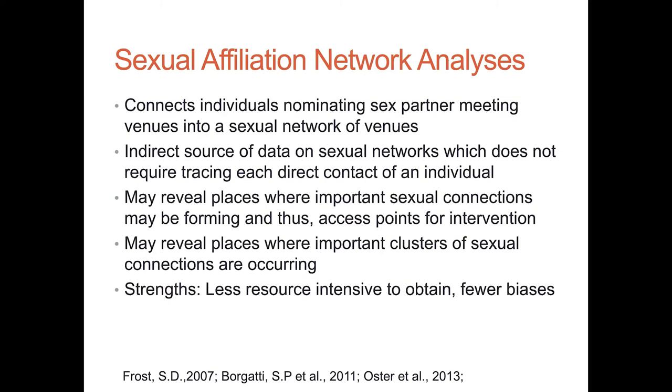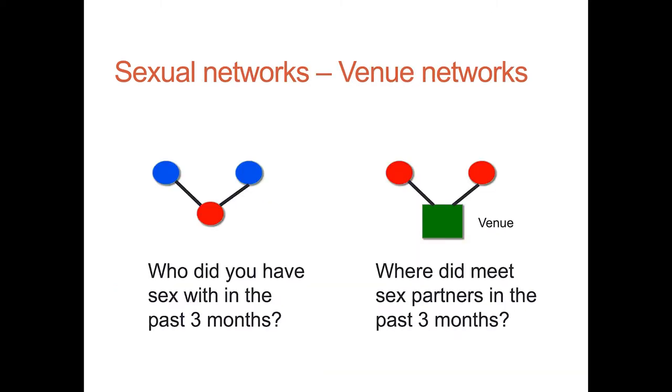One of the advantages of using that approach is that the information is less resource intensive to obtain, and has fewer biases compared to other forms of sexual network analyses. So they may limit recall and disclosure of individuals. Just a quick illustration of what that means: we're very familiar with asking somebody who their sex partner was in the past 3 months, but instead this is asking, where did you meet your sex partner in the past 3 months?